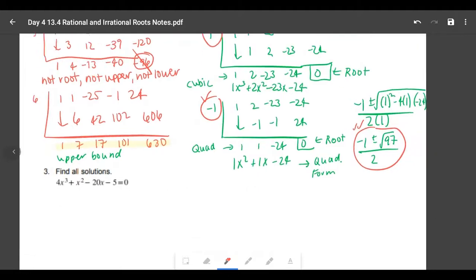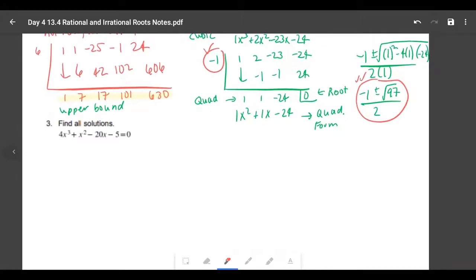All right, moving on to number 3. I would recommend that we do this one a different way. So first thing we're going to do is just find all the solutions. So I know that I'm going to look at p's and q's. So if I look at p's over q's, I want all the factors of -5, which are plus or minus 1 and 5. And I want all the factors of 4, which are 1, 2, and 4. So I know that for my list of possibilities, I could have plus or minus 1, 1/2, 1/4, 5, 5/2, and 5/4.